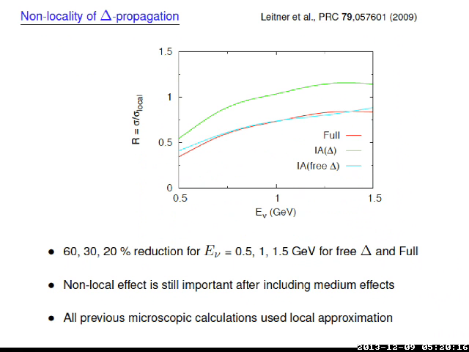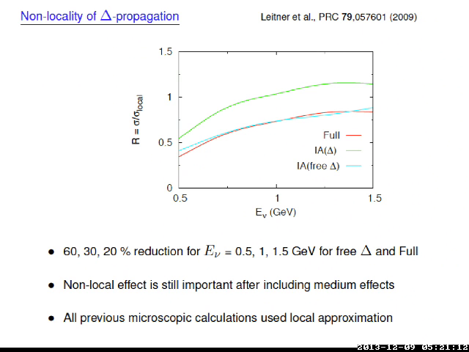So we take care of delta propagation by including the delta kinetic term in the delta propagation. And we here compare the result with and without the non-local effect. And this blue curve is for the free delta. So a 50% reduction is observed as a result of non-locality. And this blue curve is actually almost the same as what Tina and Ulrich found.